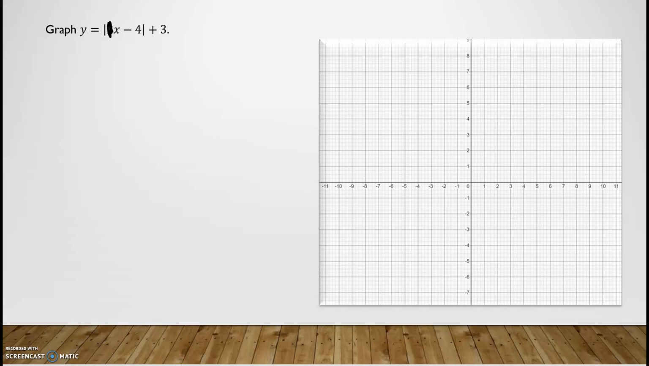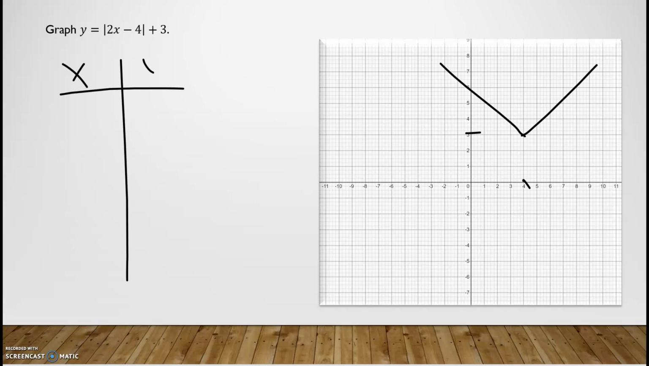What we could do is, okay, we know the original starts here, and then we would move to the right 4 units, and then up 3. Move to the right 4 units, up 3. So we would have this right here. But since I've got that 2 right in front of it, I'm going to create a t-table. And I'm going to use -1, 0, 1, 2, 3, 4.